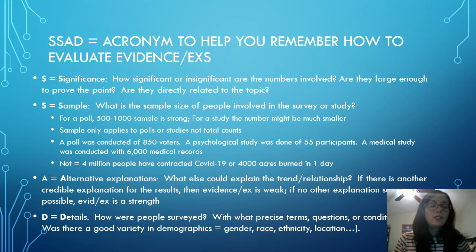The A stands for alternative explanations. They're telling me this caused this, but are there any other possibilities? If there aren't, if there's no other trend, no other pattern or relationship that can explain why this happened, then it's a strength. If, in fact, I can think of, wait, maybe this is due to their diet, this is due to population increase, this is due to the economic downturn, or things like that, then that's a weakness to the study, the survey, or the sample.